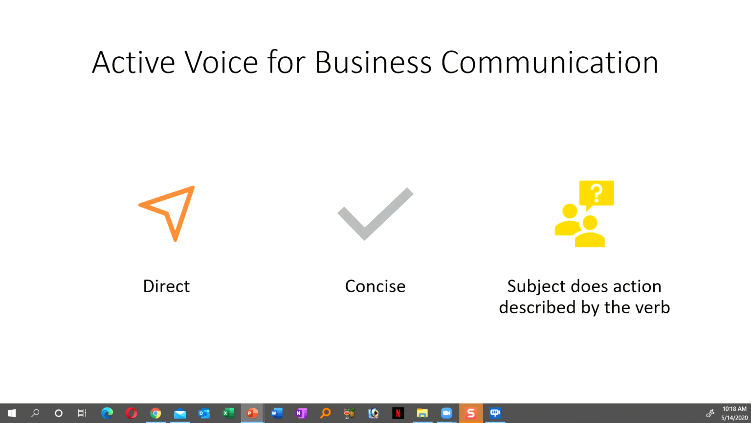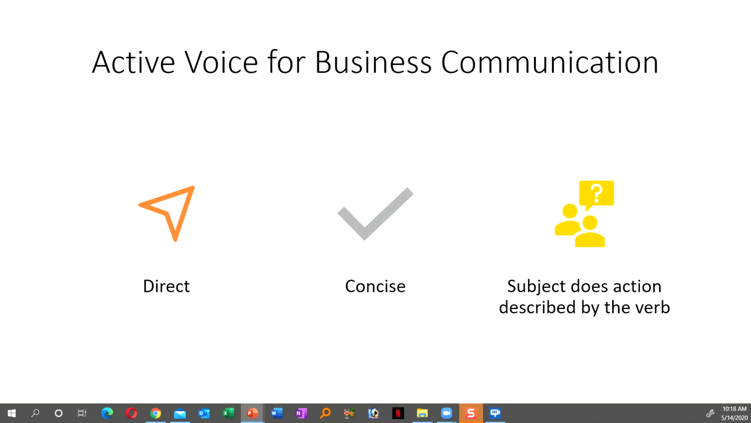Okay, so when we talk about active voice, in business, active voice for business communication is the voice that we want to use in business. This is really important. We're not looking to use a passive voice in business. We need to have a voice that is direct. We need to have a voice.